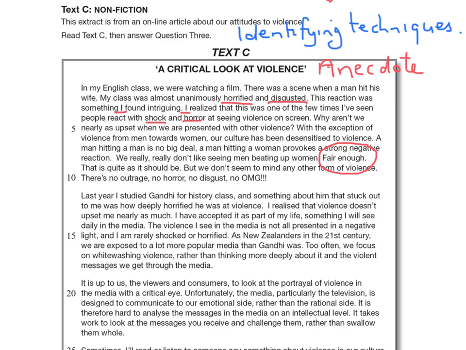It also adds to another technique that I'll be looking at here, and that is conversational language. It's almost as if the student is talking directly to you about what her class and herself realized from watching this film. Connected to that particular technique of conversational language, of course, is another term that I think is very, very important, and that term is colloquial language.